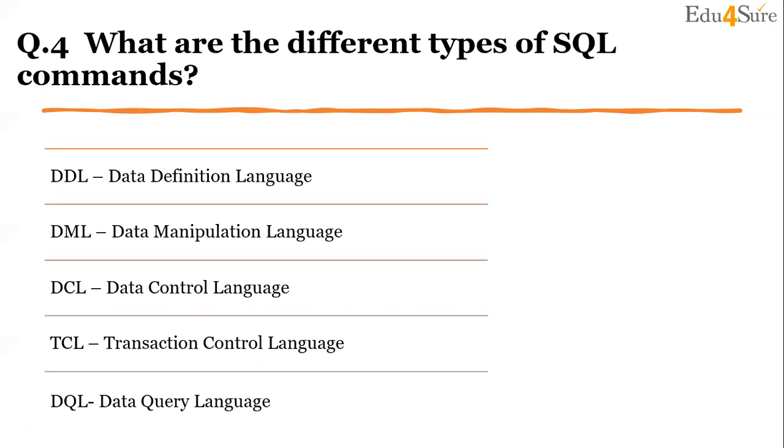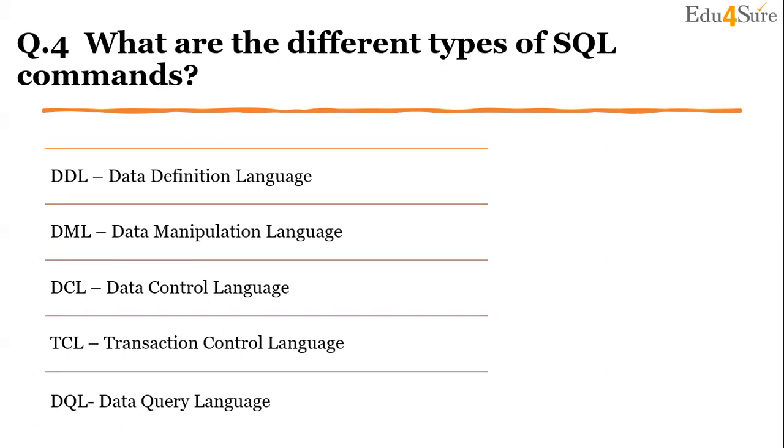What are the different types of SQL commands? So all the SQL commands have been divided into 5 categories, or you can say 5 subsets. One is DDL, then DML, then DCL, TCL, DQL. And these are the full forms: data definition language, data manipulation language, data control language, transaction control language, data query language.